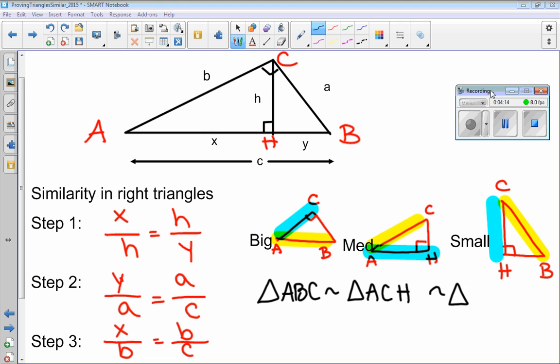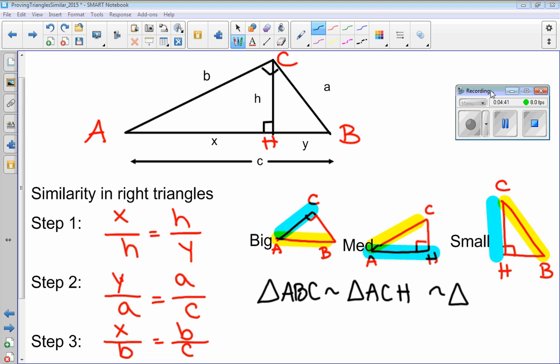Because AB is the hypotenuse, and so is AC. Does that make sense? So AB is the big hypotenuse, AC is the medium hypotenuse. So I have to make sure I'm writing these letters in corresponding order. How about over here? Give me a second to catch up. Think about the small triangle. What is going to be the order of those letters?